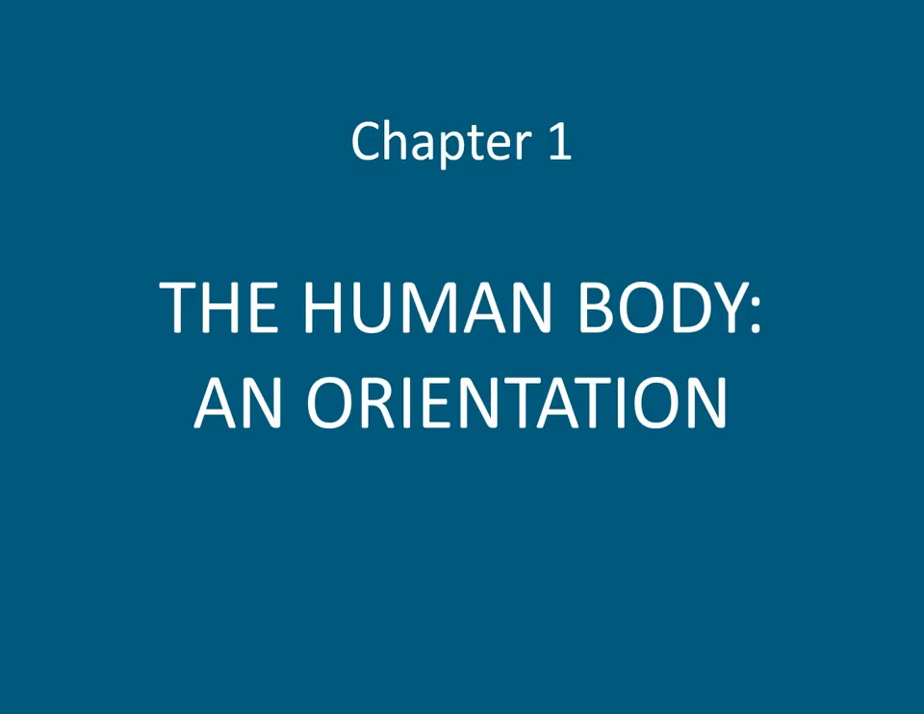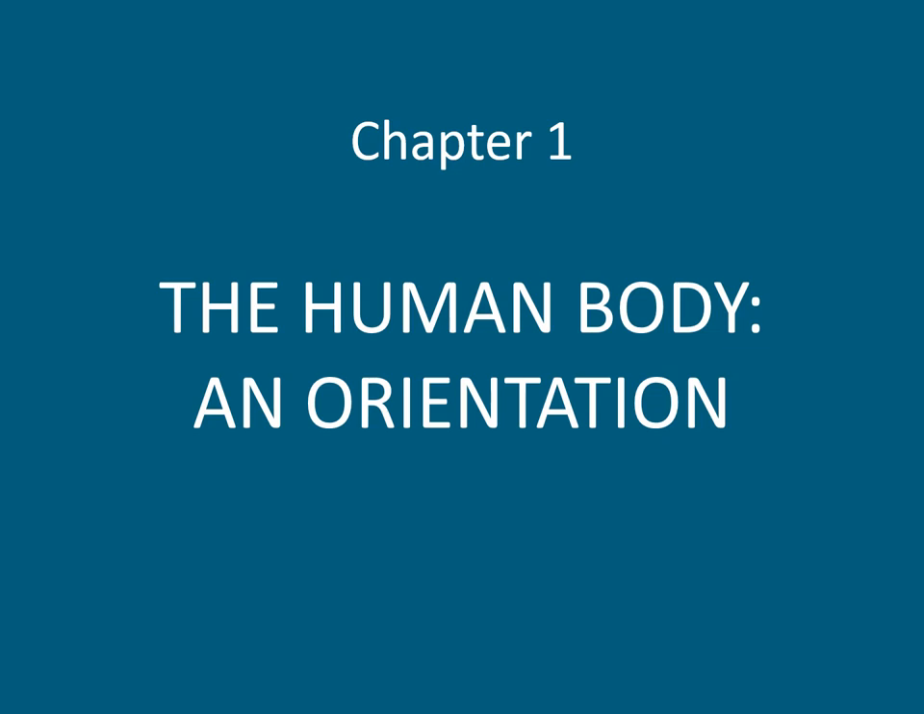This is a 2-semester course. So this is the beginning of part 1, A&P1. We will start off with an introduction to the human body. As you see in chapter 1, it's an orientation. And then we will progress this semester into studying the integumentary system, the skeletal system, nervous system, muscular system.